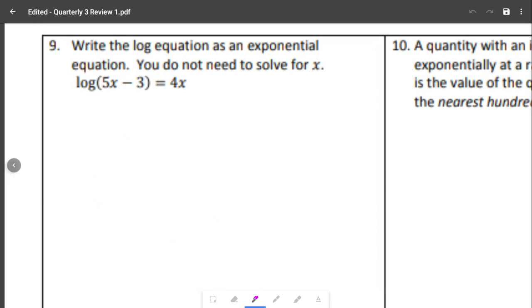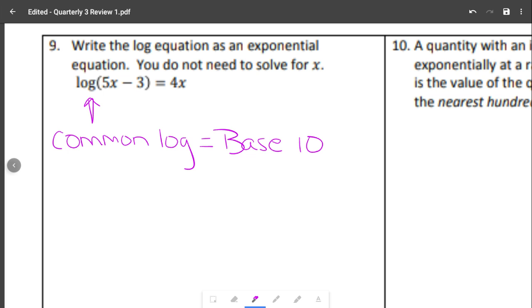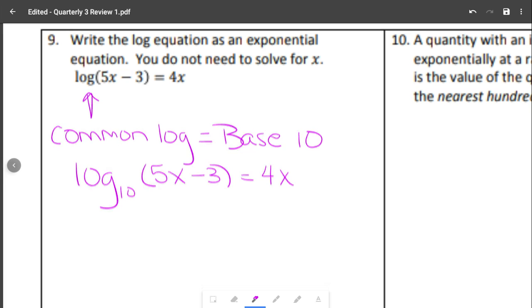All right, question 9. It says, write the log equation as an exponential equation. You do not need to solve for x. So notice this log, unlike the others we've seen, does not have a base there. Remember, this is called your common log, and the common log is implied. It is a base 10. So this is really log base 10 of 5x minus 3 equals 4x.